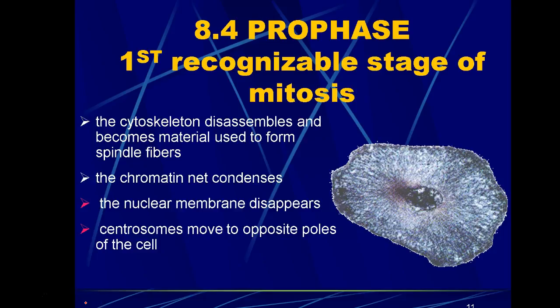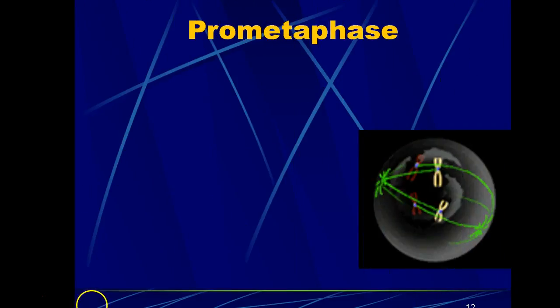Those are going to move to the opposite poles of the cell so they can start shifting around the chromosomes. Then in prometaphase, we begin to develop these entities that are called kinetochores. The kinetochores develop and they attach themselves in the centromere region. Remember, the centromere is what holds 2 chromatids together.